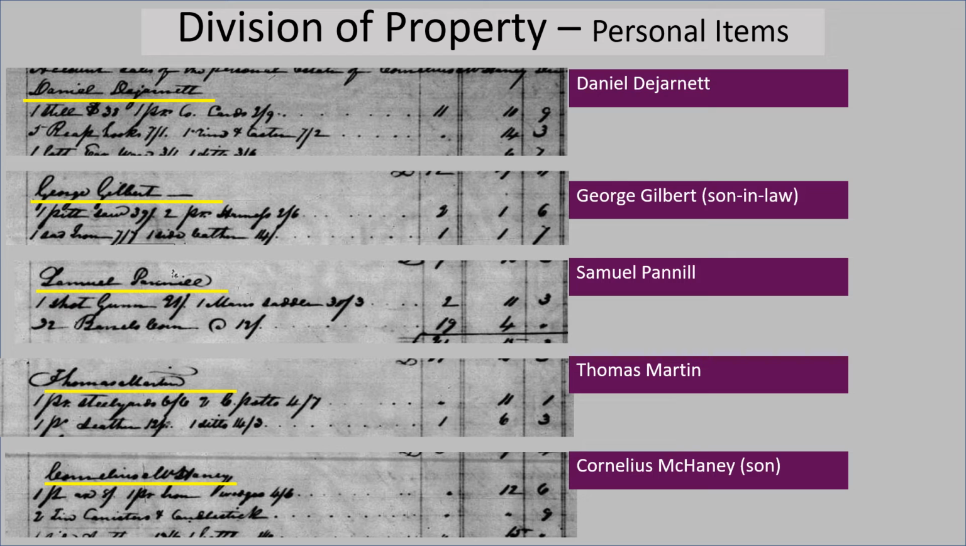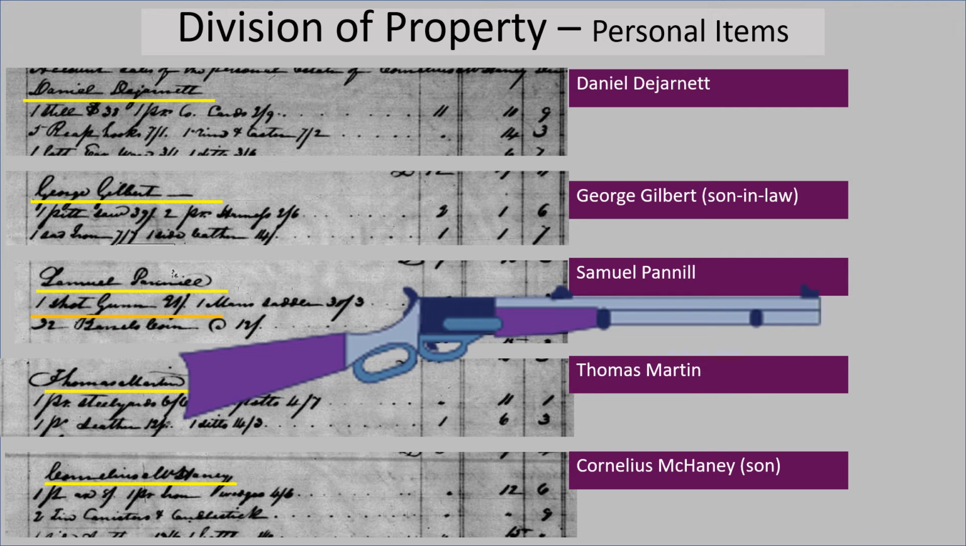I find it fun to try and read the items. Many items I cannot read, or I don't know what they are. One item on this list that I can read is a shotgun. Have fun reading these division of property records.